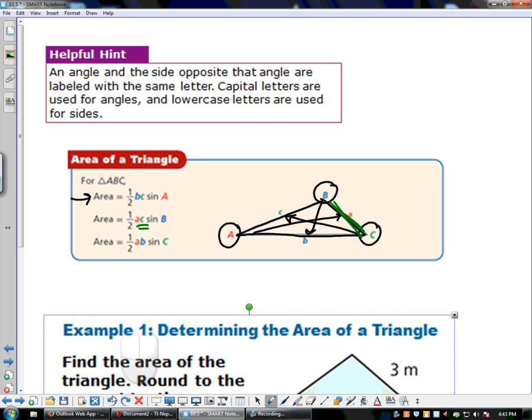If I take side a and side c, then I must use angle B. And the same idea for your last one, a times b. Well, a and b, so what angle must you use? You must use angle C. So every letter is a way to think about that. Every letter will be used in here once somehow.